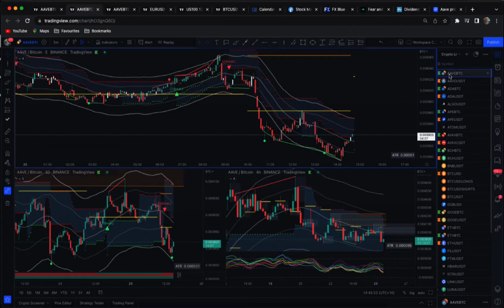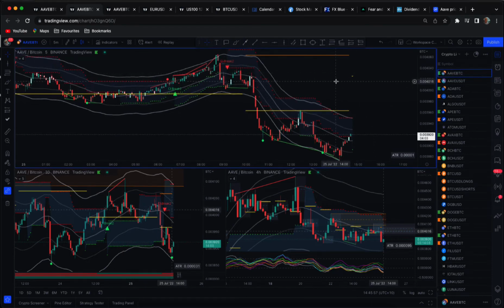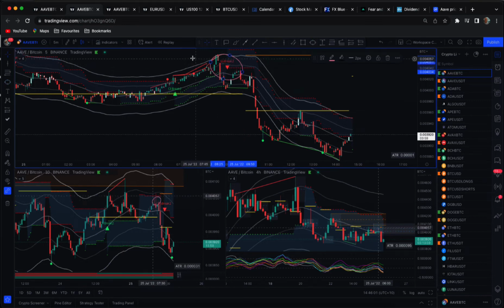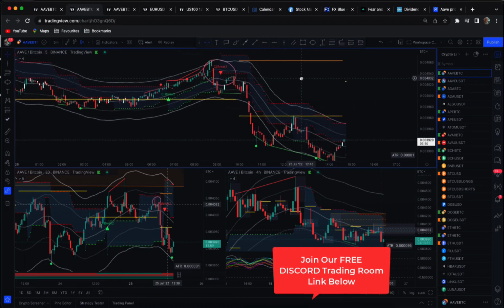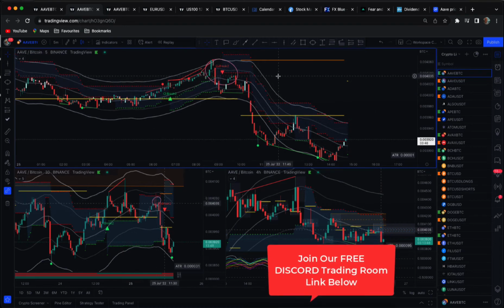It's going to take a quick look at how to trade AAVE. This is AAVE paired with Bitcoin. What I'm looking for is this breakout signal here that you see up top. Our indicators are giving us an excellent entry for a short. Let me show you why.